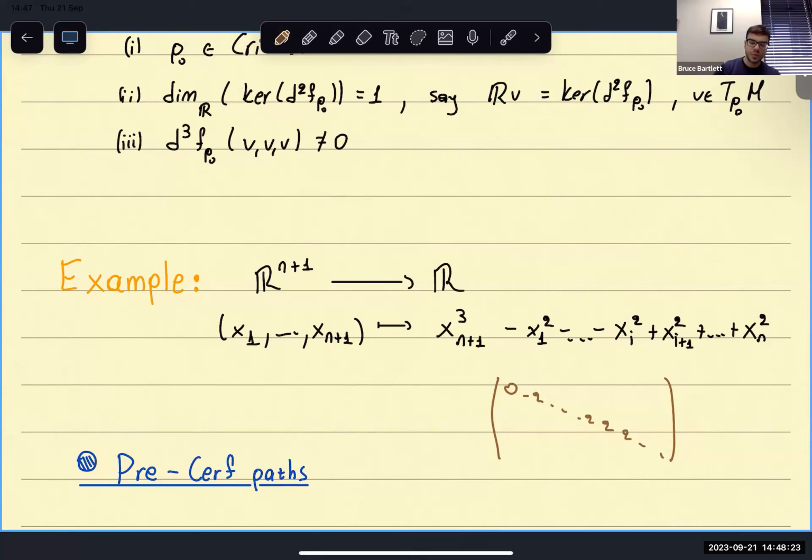Okay. So the Hessian would have a one-dimensional kernel, and the 3 here guarantees this last condition. Because if we take the third derivative, the third derivative evaluated at 0 will just be 6. So it will be something that's non-zero.